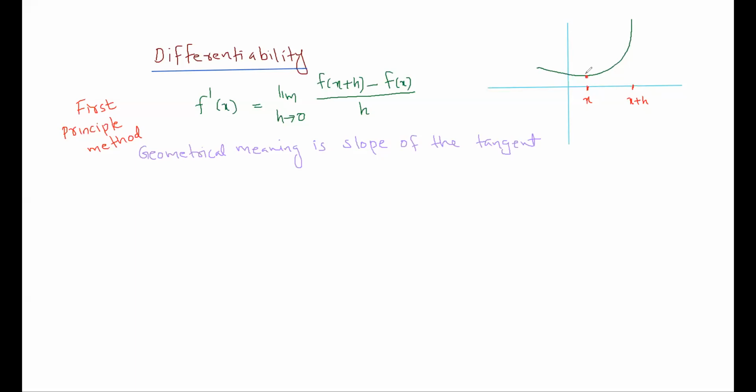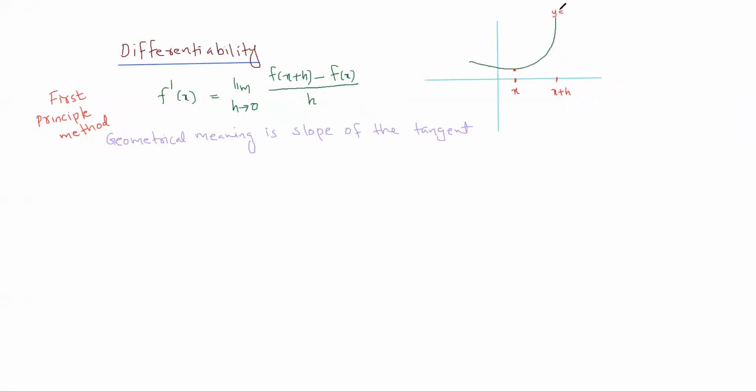So this is your function, y is equal to f of x. ये point होगा x comma f of x. Here आपका next point होगा, this is x plus h. x plus h में function का value f of x plus h. So that point is x plus h comma f of x plus h.